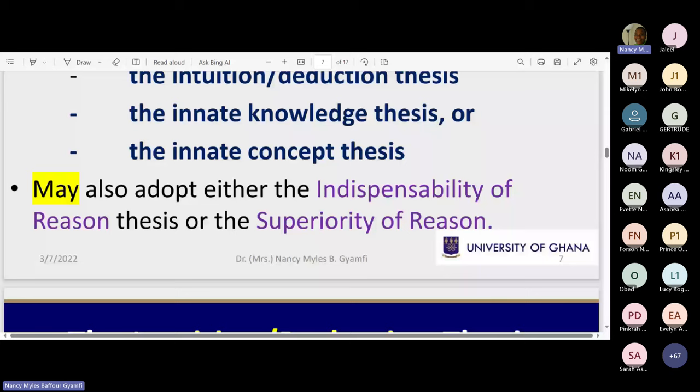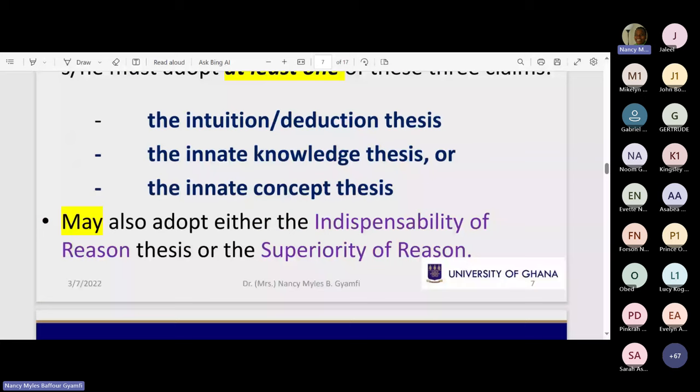If someone thinks that whenever we are trying to know, remember, rationalism is a question of knowledge. So whenever we are trying to know, we must depend on reason. In other words, there cannot be knowledge without reason. Reason here means mind. We have gone through that, so I don't want to over elaborate. Not senses, but mind. Anybody that would want to say that without mind, we cannot know, is stating the indispensability of reason thesis.